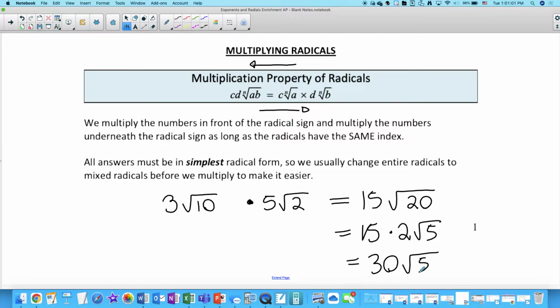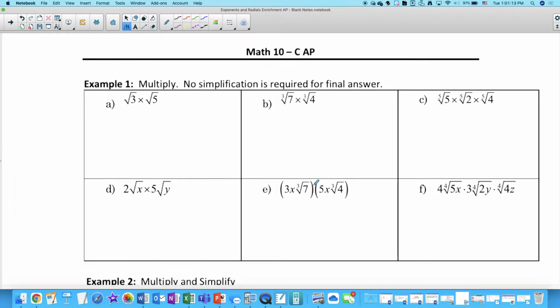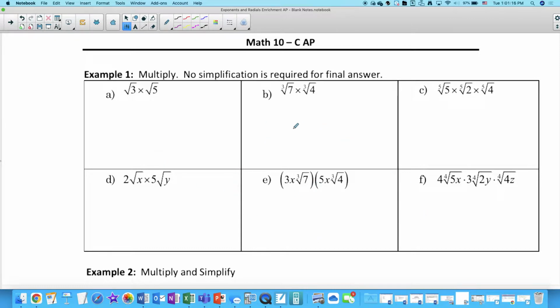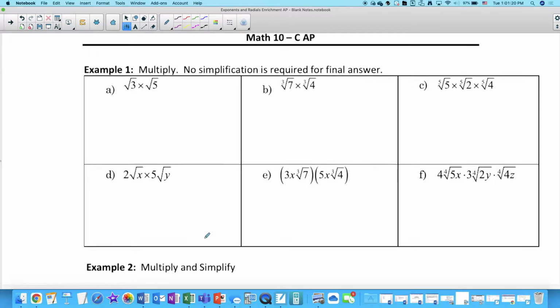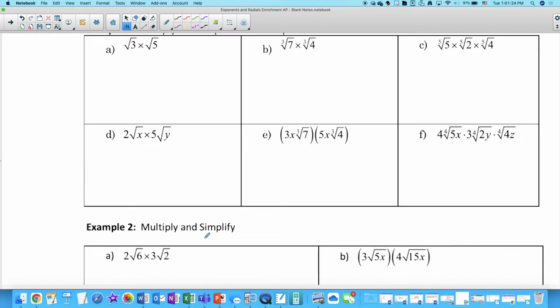Okay? So we're going to practice this a bit. We'll do it with numbers and with variable expressions as well. We'll do maybe 2 of these, let's do D and B together. And then I'm going to get you guys to work on the rest of them on your own.